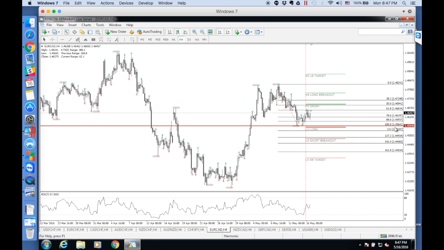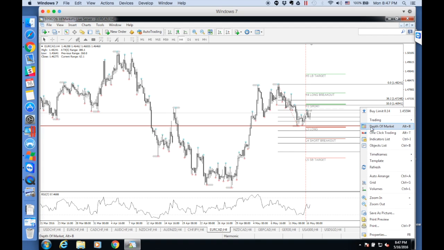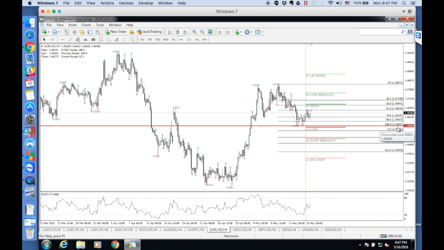So in this case, this is 1.4564. Because it's closer to 64, I round down, it becomes 1.4560. I'll minus another 5 pips. So my entry is going to be at 1.4555. Got it? My entry will be 1.4555. My stops will be at the 88 and above, so at 88.6, I'm going to add a buffer.